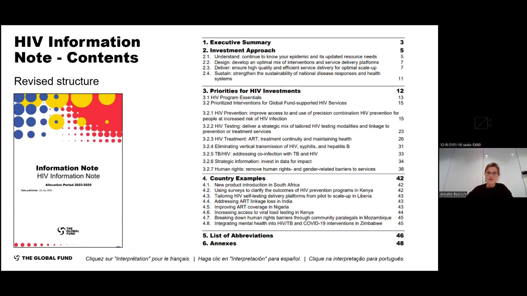Yes, the HIV information note provides guidance to applicants preparing funding requests for HIV and joint TB/HIV programs for the next allocation period. It describes a strategic investment approach, defines the program essentials that all applicants are expected to address, and it identifies the prioritized interventions to have an impact. And we were pleased to hear from countries that they would like to hear country examples. So based on this request, we have included good practices for investments in HIV in the last section of this new information note.